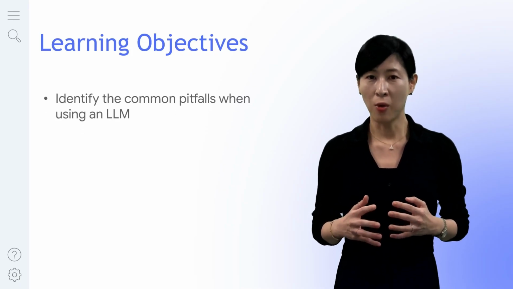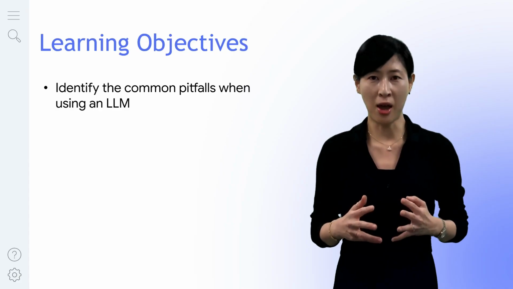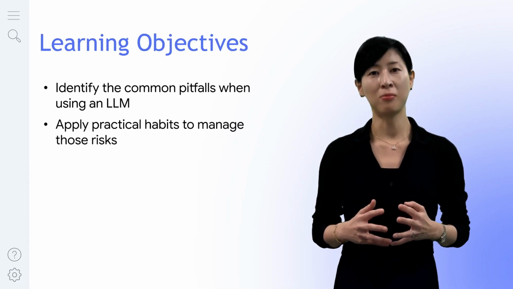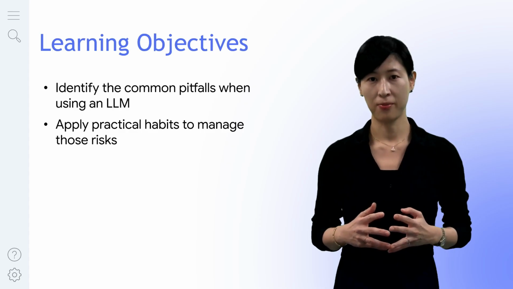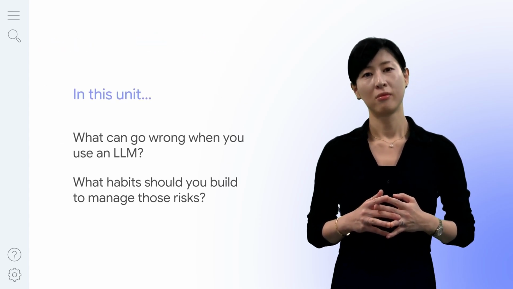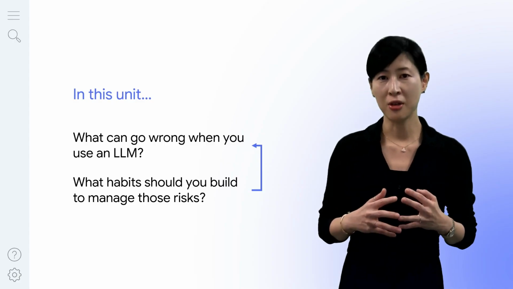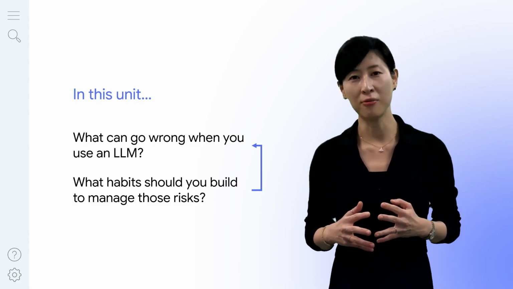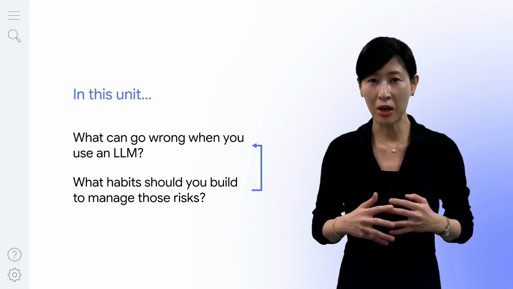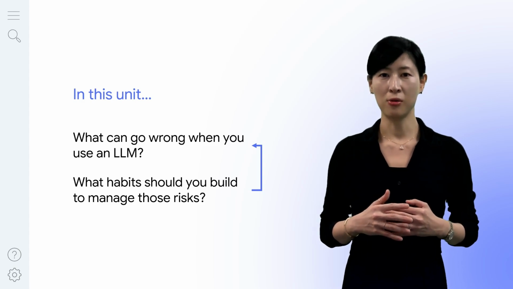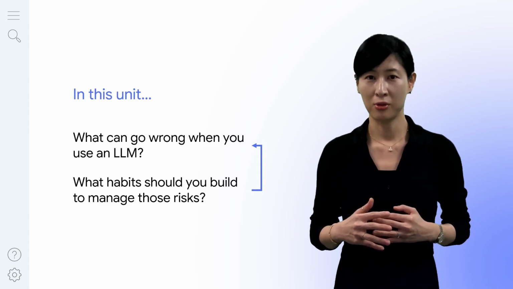So, in this unit, we step back and ask two questions. First, what can go wrong when you use an LLM? And second, what habits should you build to manage those risks? These two questions are connected. Almost every good habit in the second half of this unit is a direct response to a pitfall in the first half. So, let's start with the pitfalls.